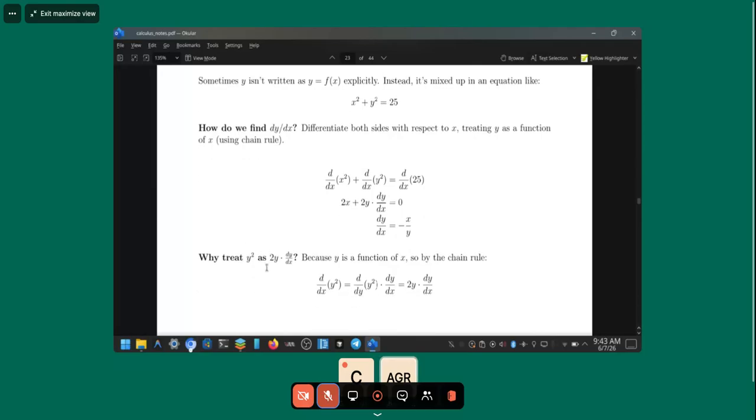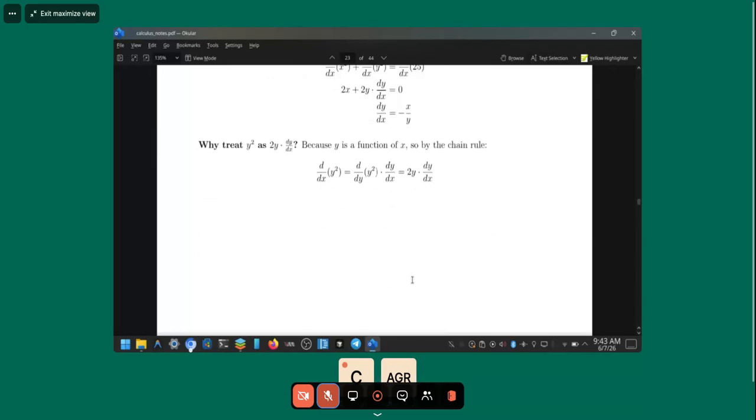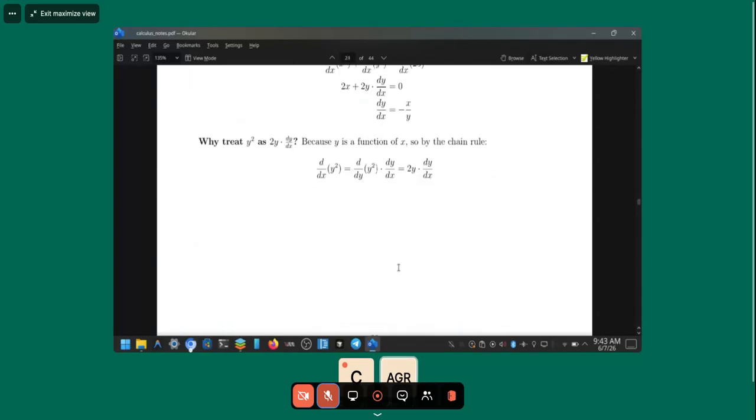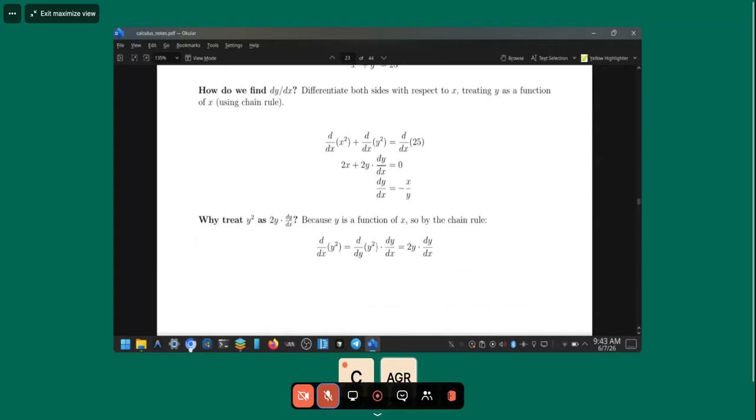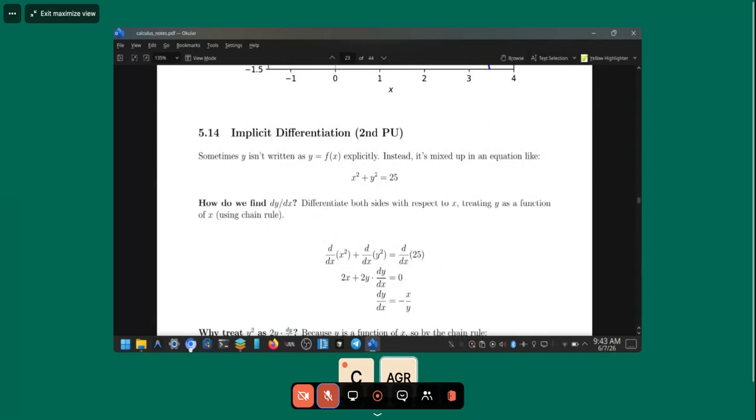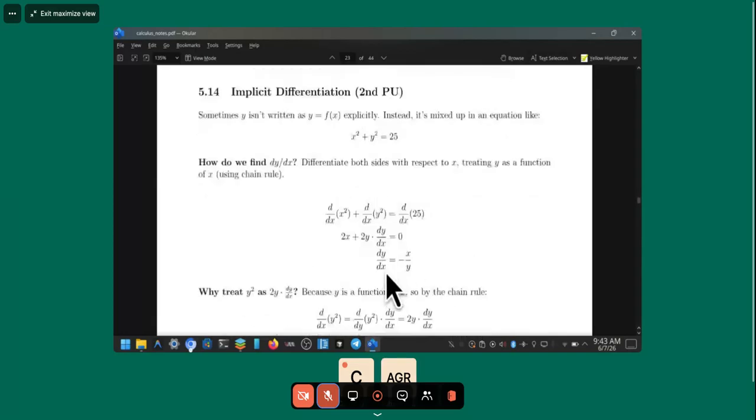Why treat y square as 2y dy/dx? Because y is a function of x, so from the chain rule we get this. Only the dy/dx component we have to take care of. After that, we can solve almost any question.